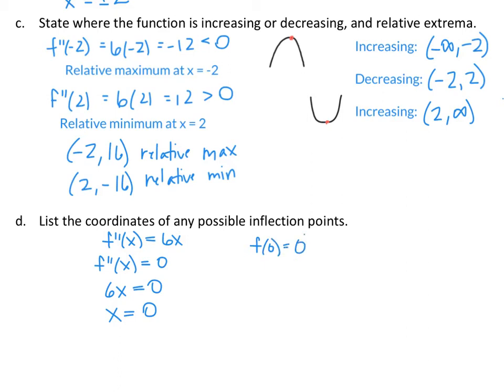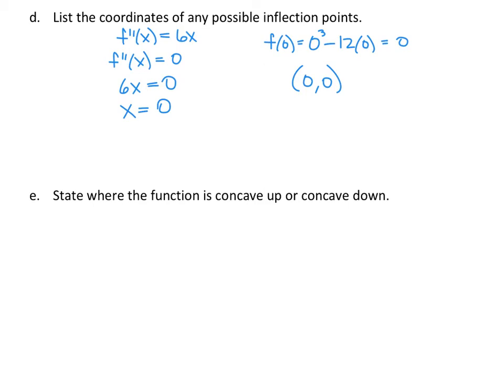So we plug 0 into the original function. We have 0 cubed minus 12 times 0, which gives us 0. So the point (0, 0) is a possible inflection point. Next, we want to state where the function is concave up or concave down. So a function will change concavity at an inflection point. So what we need to do is evaluate what is happening around our inflection point.